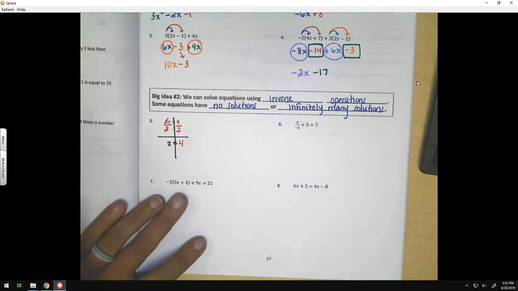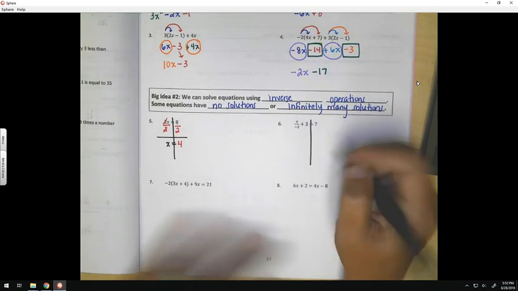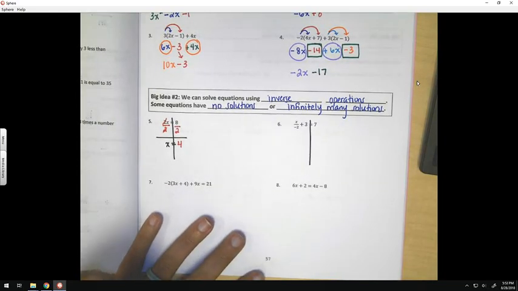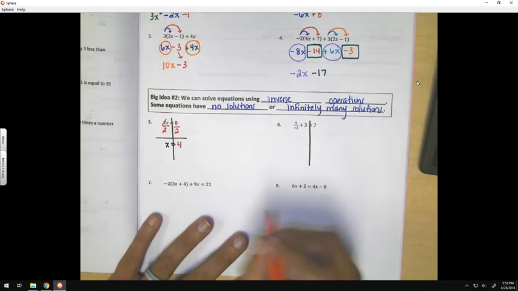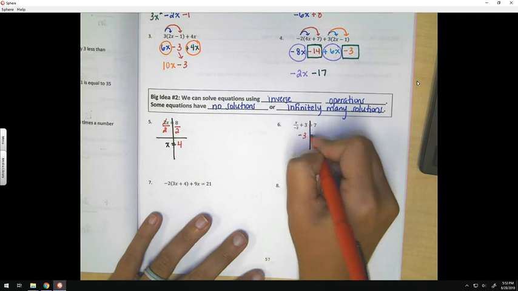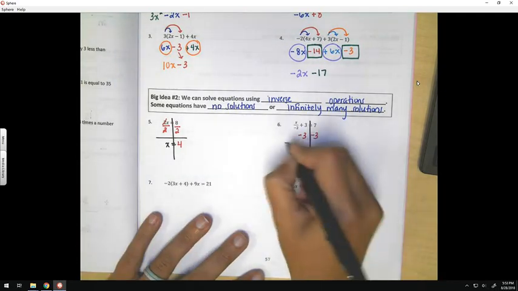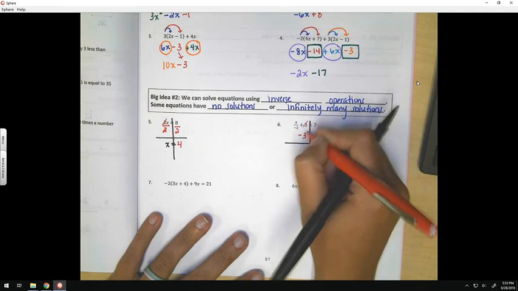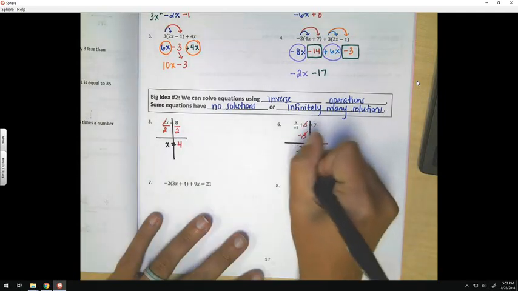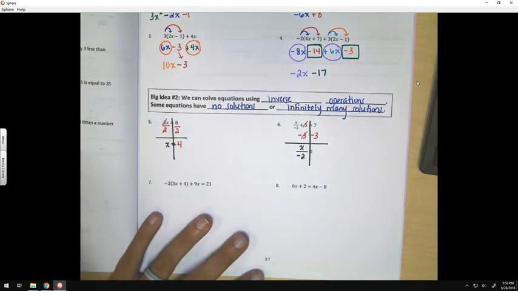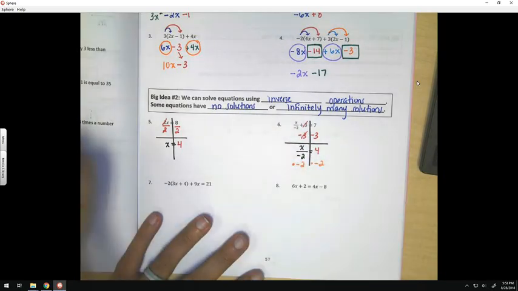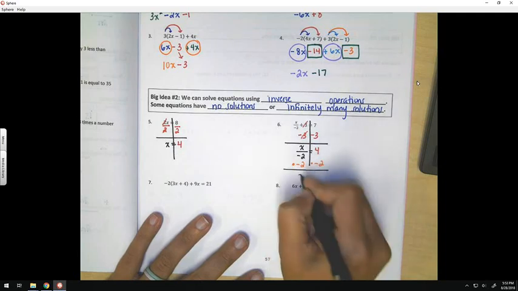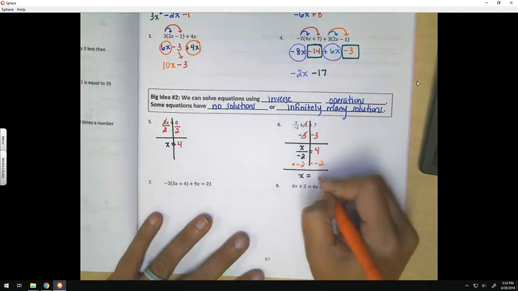For number 6, I would draw a vertical line through my equal sign. Now, since there are two operations here, the addition and the division, I'm going to undo them in reverse order of operations. So in other words, I'm going to subtract the 3 first, which means the 3's are going to cancel, and I'm going to write x divided by negative 2 equals 7 minus 3, which is 4. Then I'm going to multiply, because multiplication is the inverse of division, and I'm going to get x equals 4 times negative 2, which is negative 8.